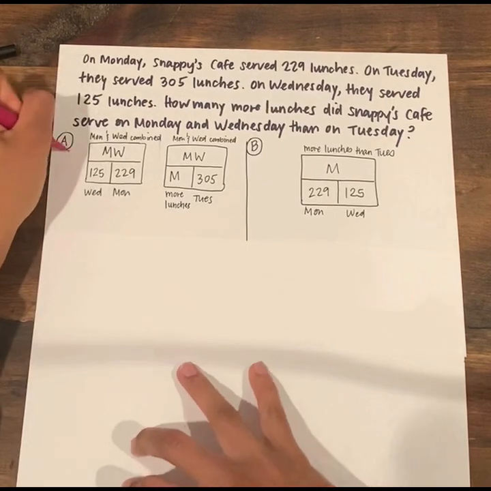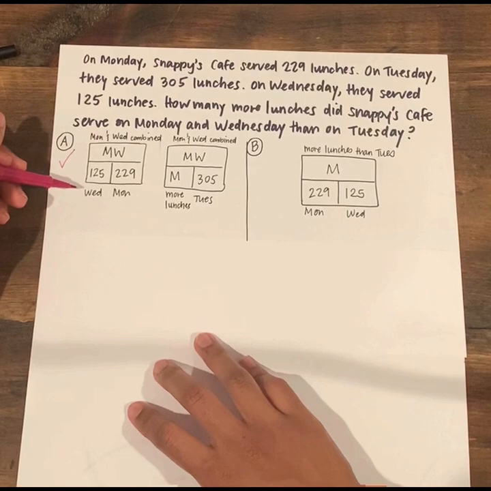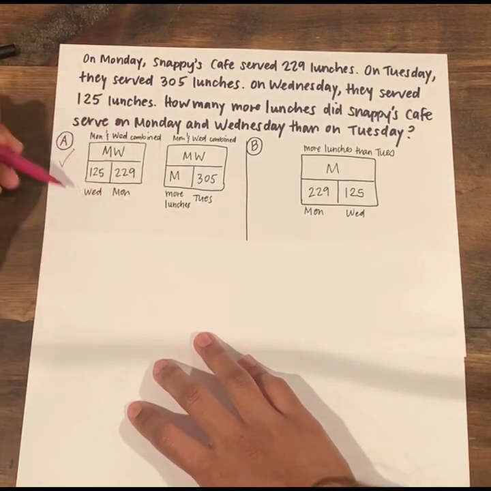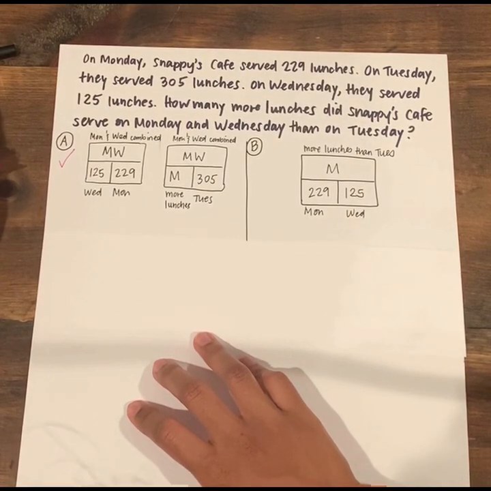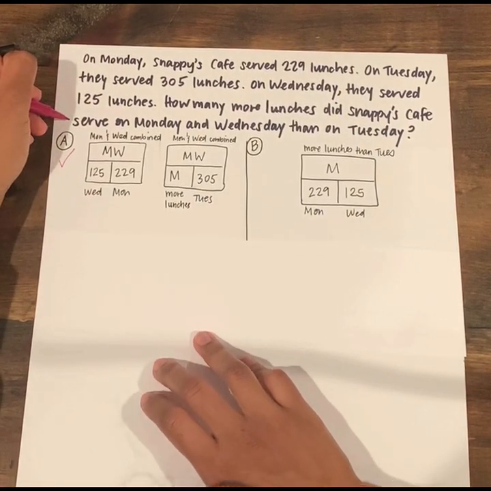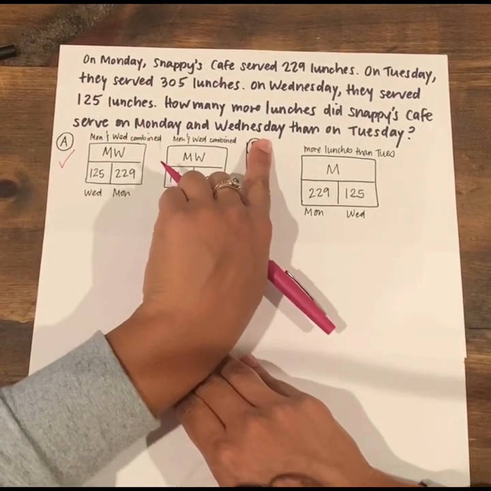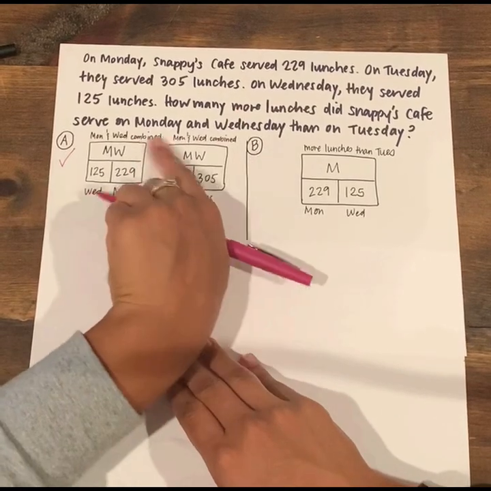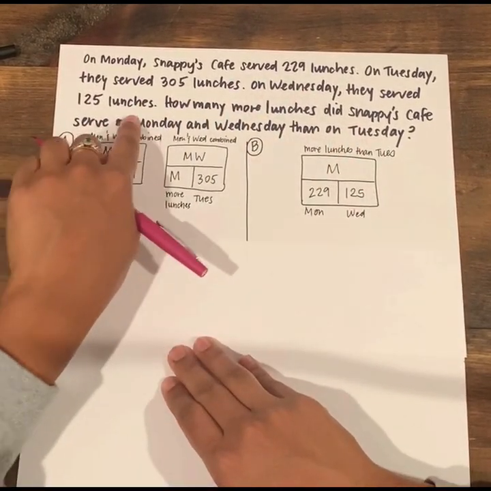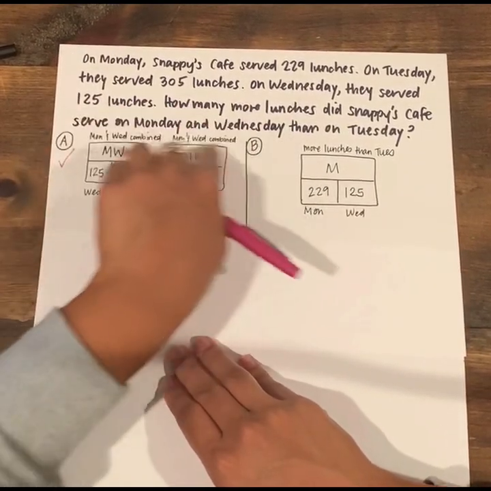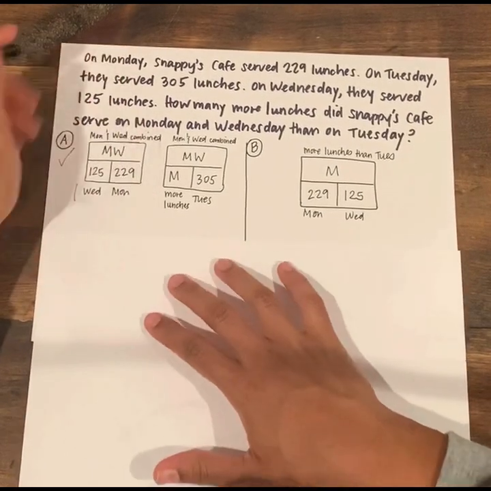If you said student A, you're correct. This representation better matches the story because it shows the more than one event or step that's happening in our problem. In our problem, it asks us to compare Tuesday's amount to Monday and Wednesday's by asking us how many more were served on Monday and Wednesday than on Tuesday. Since we don't already know how many were served on Monday and Wednesday together, that's a step that we need to take first.